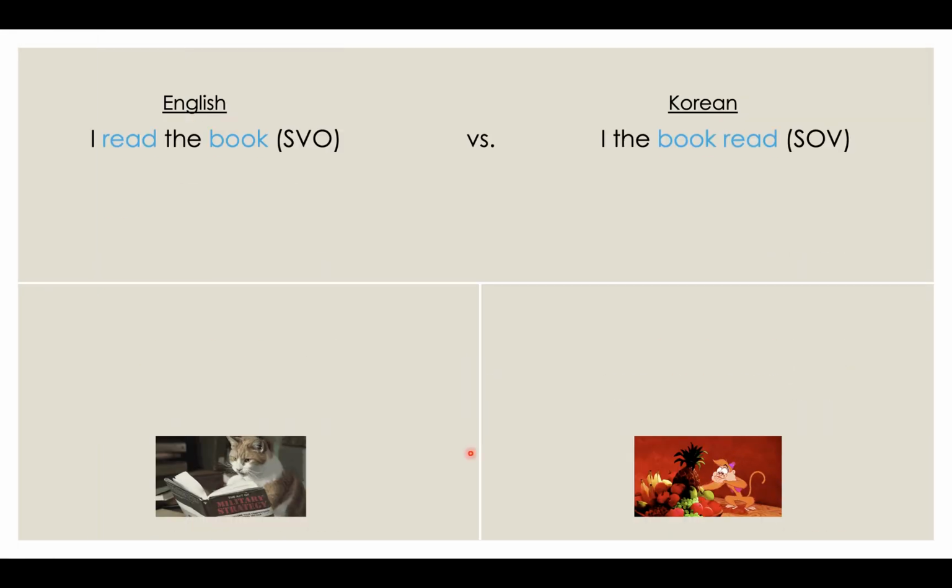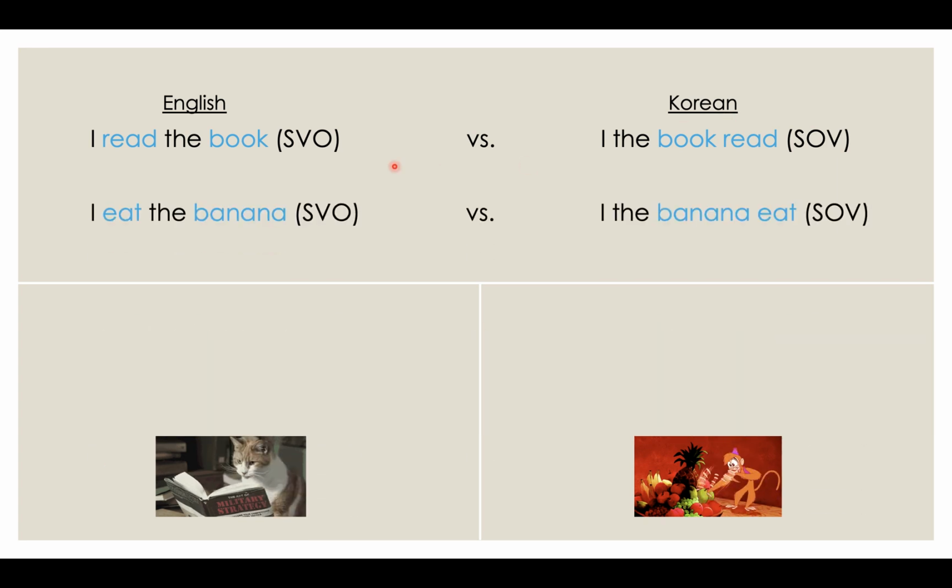Okay, now this is where word order between English and Korean differs. So in English you have subject, verb, object, but in Korean you have subject, object, verb. As you've probably noticed, all verbs are placed at the end of a Korean sentence. So in English, for example, I read the book would be I, the book, read in Korean. We also have I eat the banana, subject, verb, object, versus I, the banana, eat, subject, object, verb.